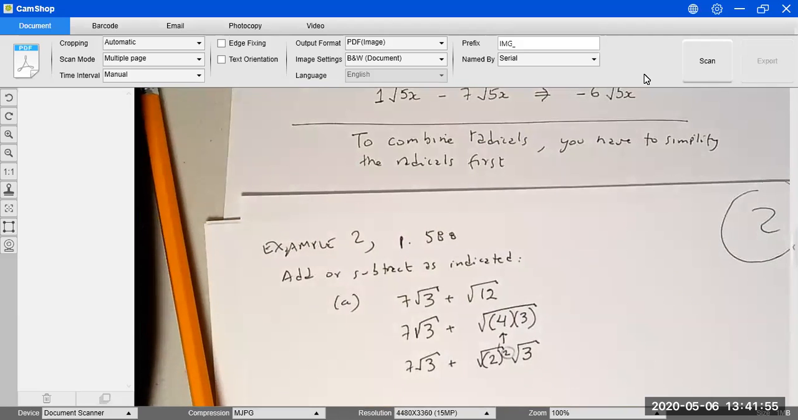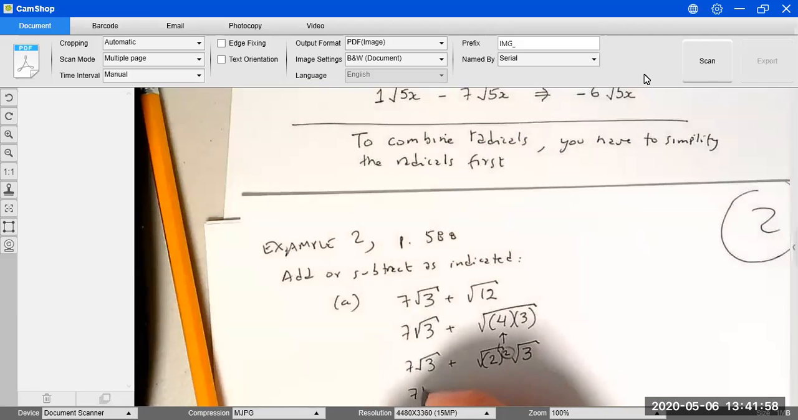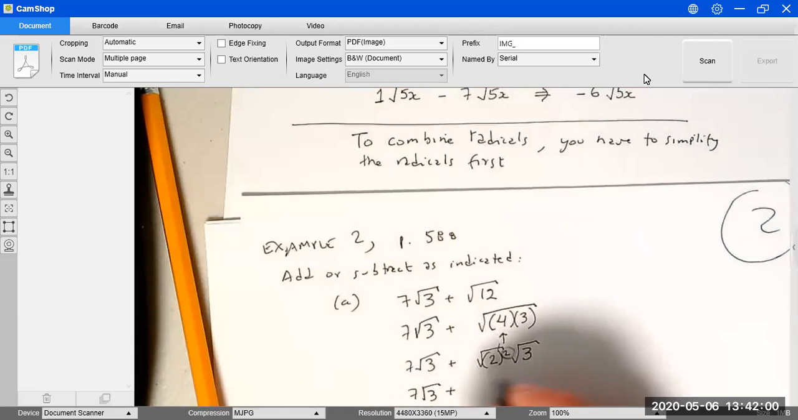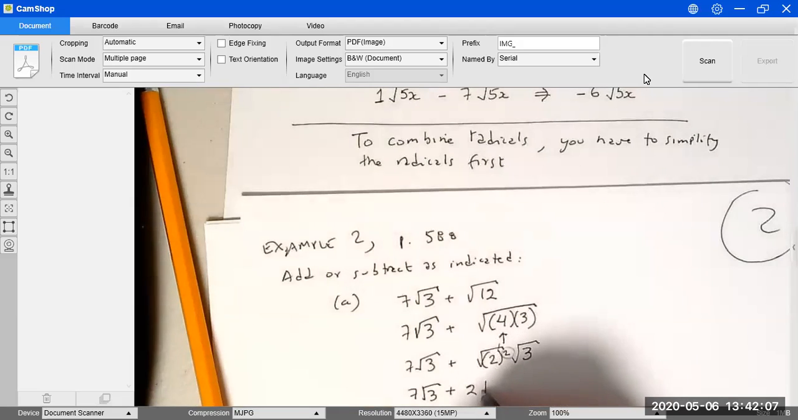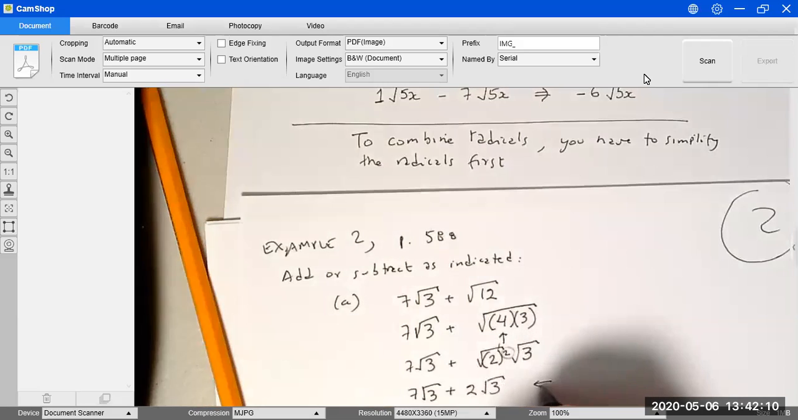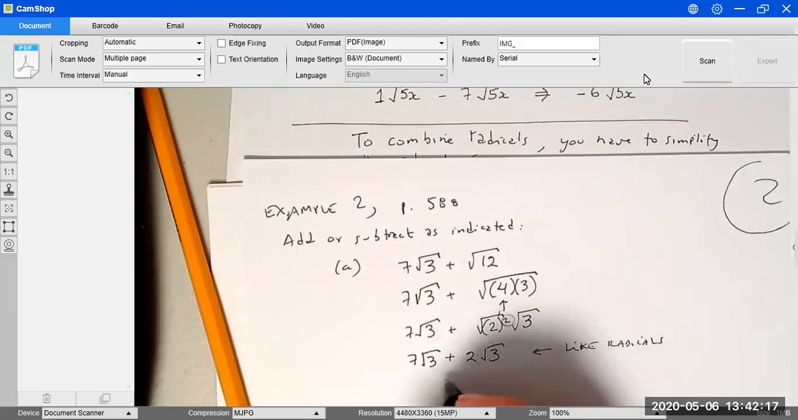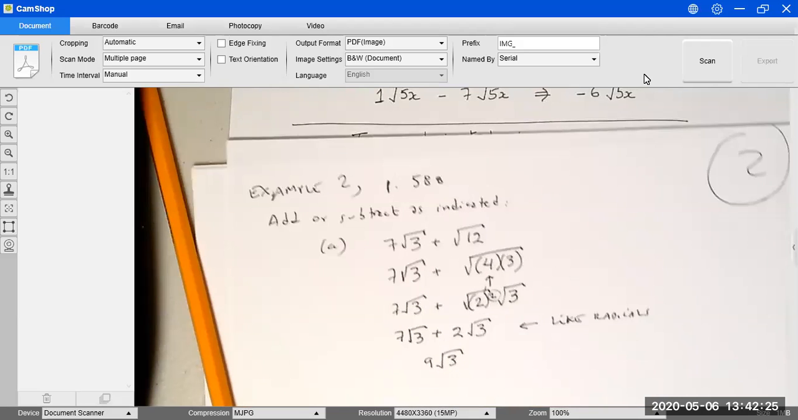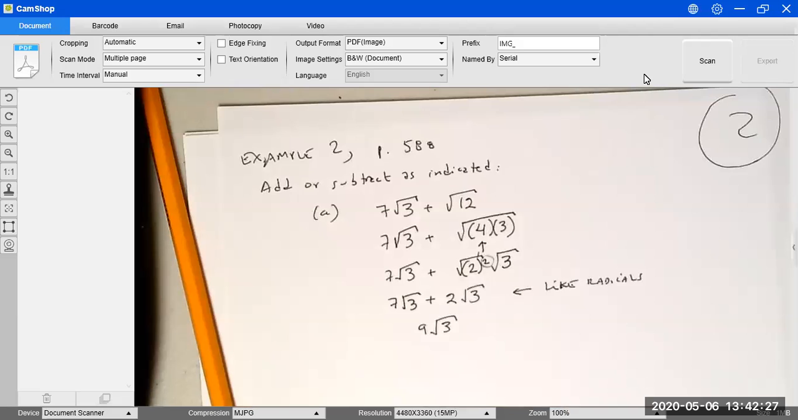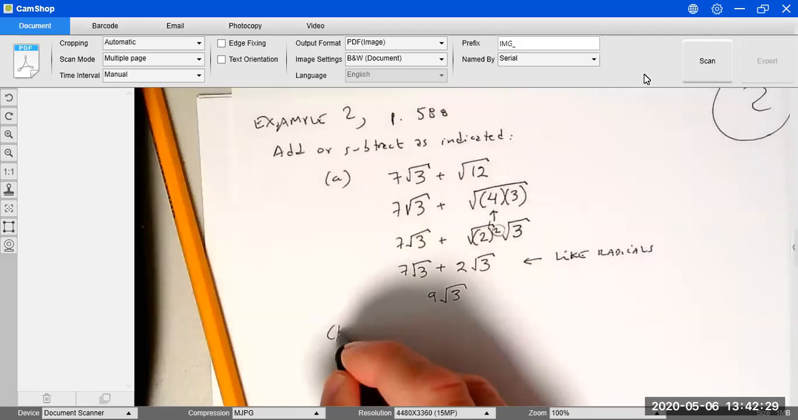So again, I'm going to write 7 times square root of 3 plus, you can see that what is left after canceling things is just 2 times square root of 3. So now you have like radicals, so now you can combine them. So it's just going to be 7 plus 2, which is 9, times the square root of 3. So that's the answer for the first part. So let's continue working on the second part of this example.